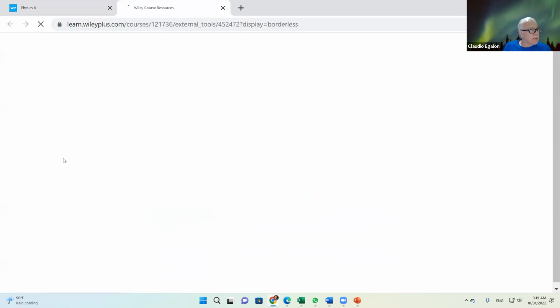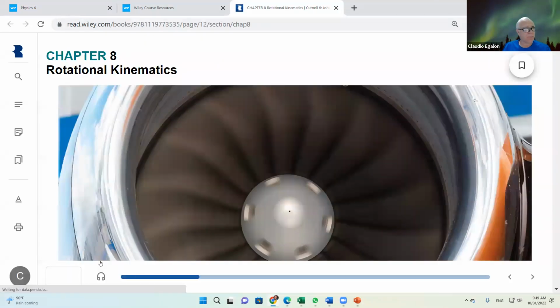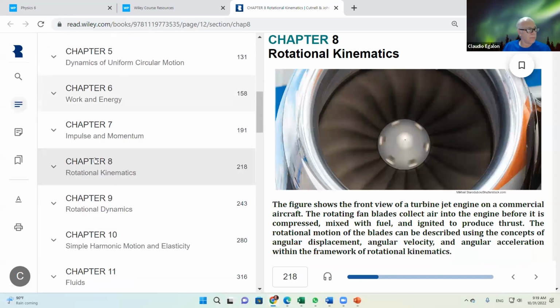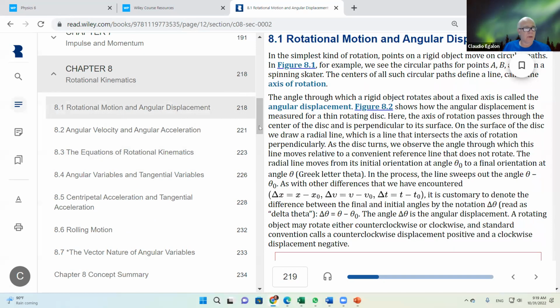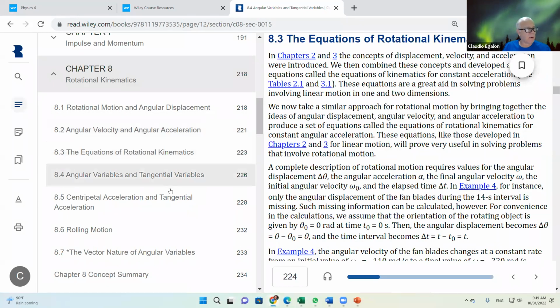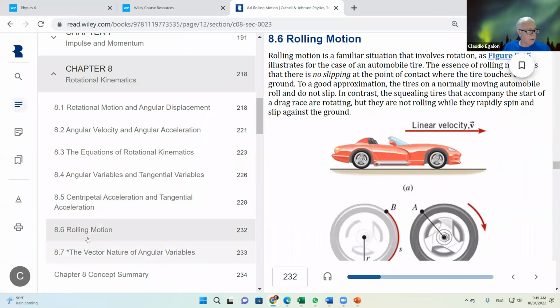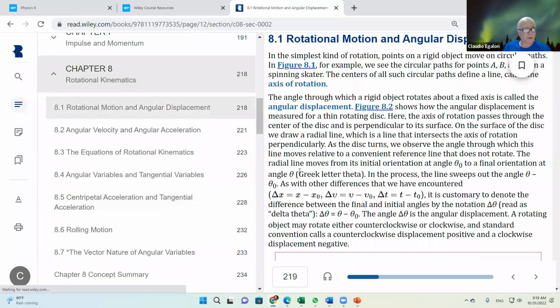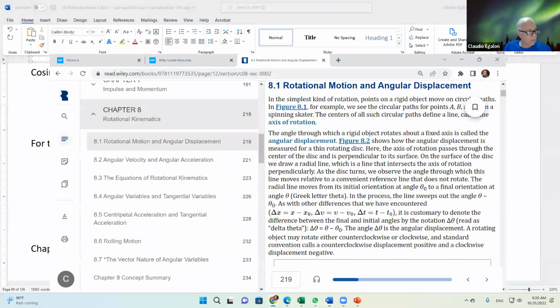Now, what do we want to do? You want to cover chapter 8 now. Let's launch the book here. Rotational kinematics, okay? Rotational motion and angular displacement. That's where we start. Angular velocity and angular acceleration, the equations of rotational kinematics, angular variables and tangential variables, centripetal acceleration and rolling motion. We're going to do all those sections of rotational kinematics. So let's start with this one first. Chapter 8, we're going to do 8.1 through 8.6.